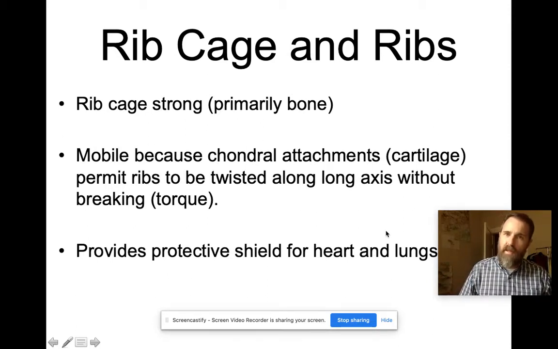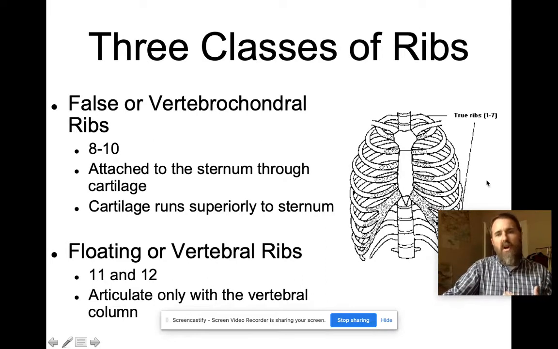Going back to the rib cage for a second. The rib cage is mobile. It can be moved up and down because the ribs have a gliding attachment with the vertebral column. So you're able to get some movement between the rib and the vertebrae, but also in the cartilaginous portion of the ribs. As the ribs get closer to the sternum, they get more cartilaginous.